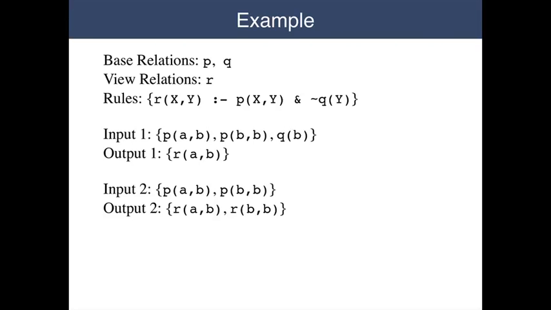And finally, we can think of the meaning of an open logic program as a function that maps each input model for the program into the corresponding output model. For example, the simple logic program shown here gives different outputs for different inputs. Given P of AB, and P of BB, and Q of B, the output is R of AB. Given just P of AB and P of BB without Q of B, the output is R of AB and R of BB both.